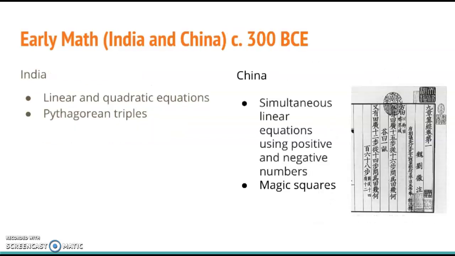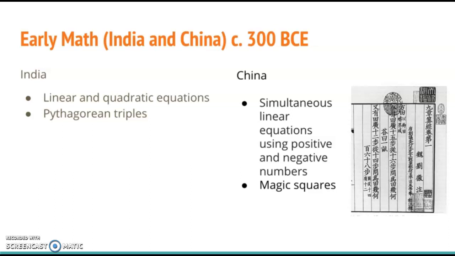Around the same time in Asia, in both India and China, are also crucial examples of early mathematics that would contribute to the development of algebra. In India, they had both linear and quadratic equations as well as Pythagorean triples. In China, they had simultaneous linear equations using positive and negative numbers as well as magic squares.